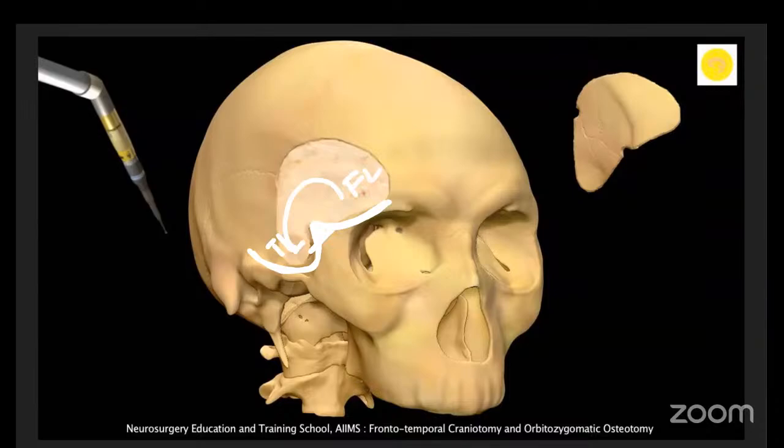Once you end up taking all of this bone away, imagine that you have cut this bone off. Now this space is going to be empty. And because it is empty, you will need a lot less retraction than you would have otherwise needed. Am I clear here? Yes.